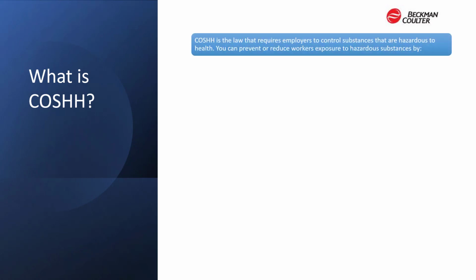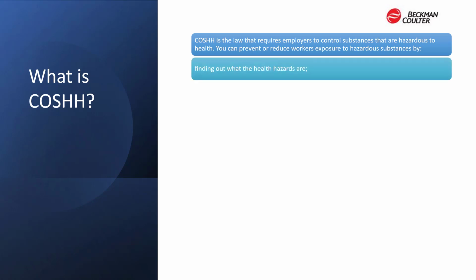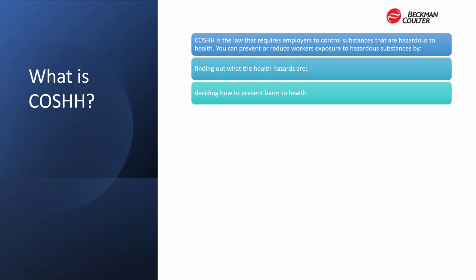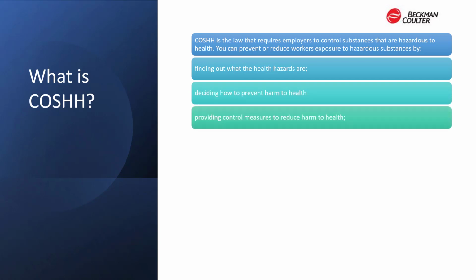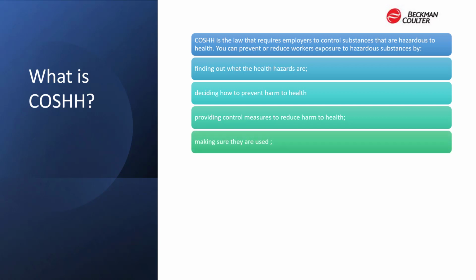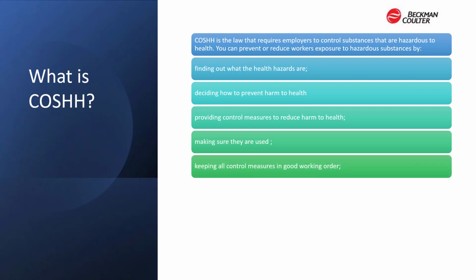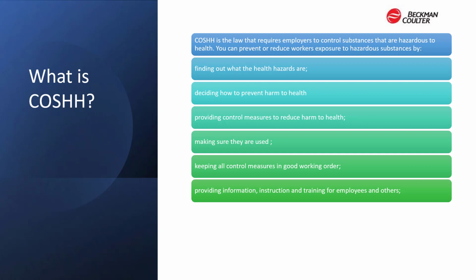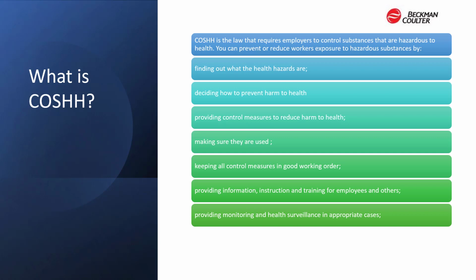COSHH is the law that requires employers to control substances that are hazardous to health. You can prevent or reduce workers' exposure to hazardous substances by finding out what the health hazards are, deciding how to prevent harm to health (risk assessment), providing control measures to reduce harm to health, making sure they are used, keeping all control measures in good working order, providing information, instruction and training for employees and others, providing monitoring and health surveillance in appropriate cases, and planning for emergencies.